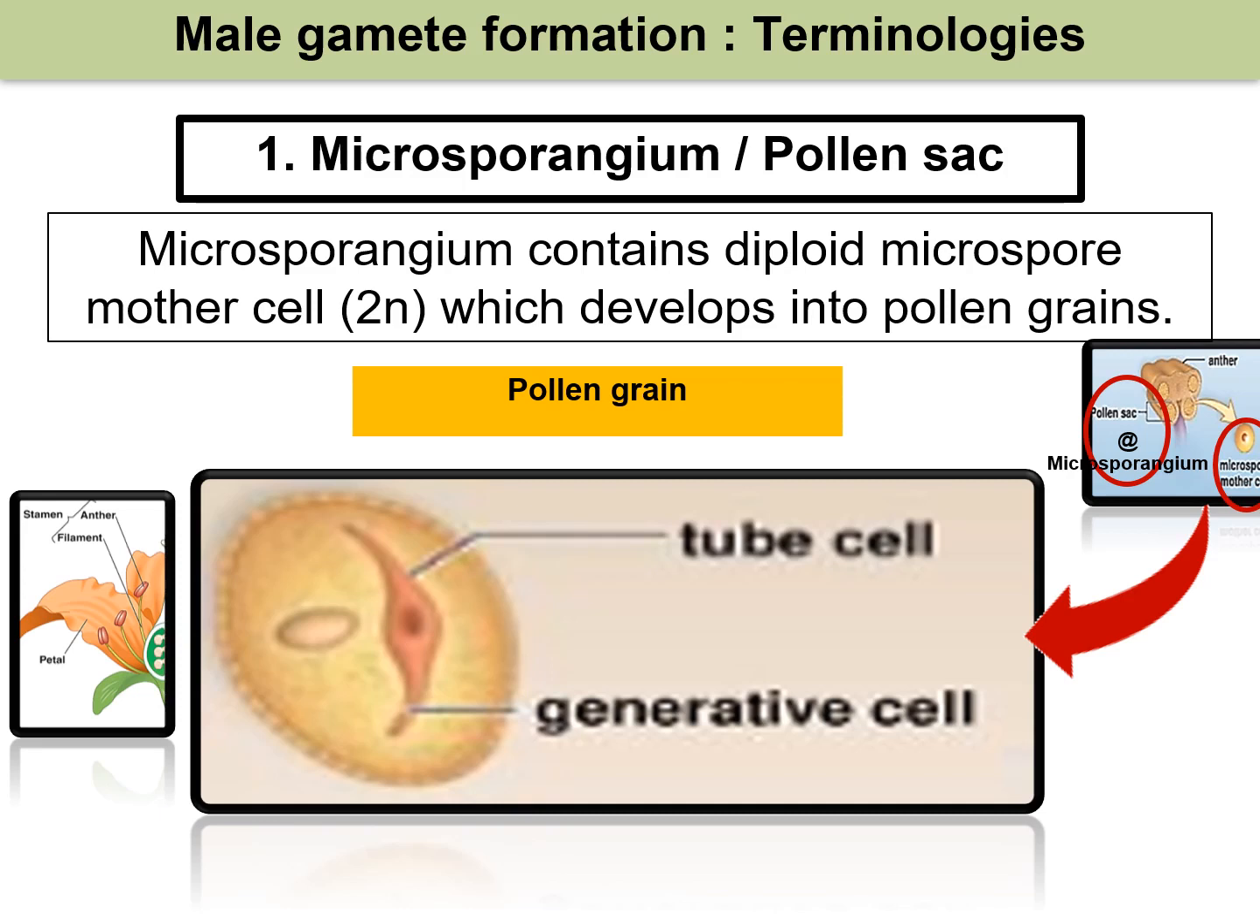The structure that develops into pollen grain is the microspore mother cell. So microsporangium will contain a lot of pollen grains later on. Inside the pollen grain, there will be two types of cells, which will be explained later.